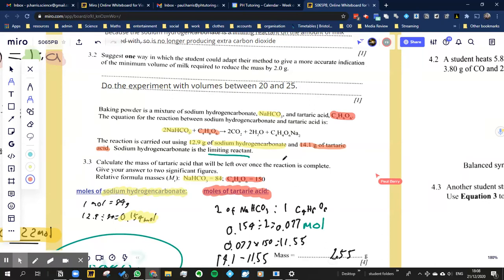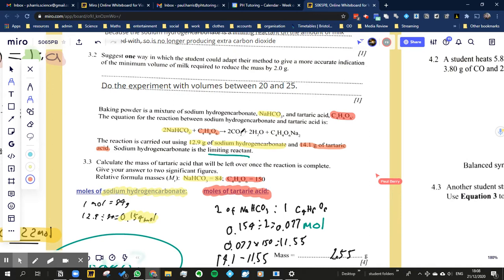Okay, so this is a reaction between sodium hydrogen carbonate over here and tartaric acid there. Now these are two components, two reactants within baking powder. Once they dissolve in water, they react, and these are the products they produce. Most usefully is the carbon dioxide, because that's what produces the bubbles, the gas, in order to make cakes rise and so on.